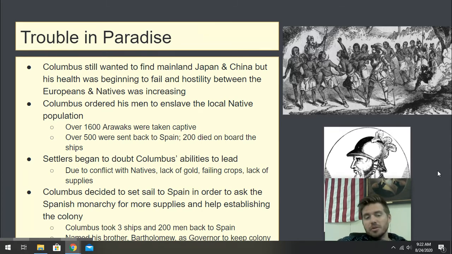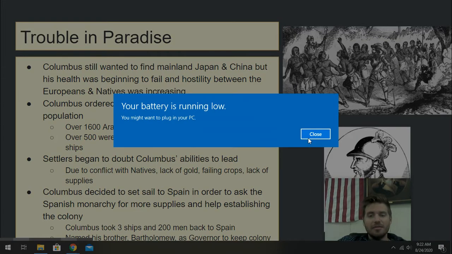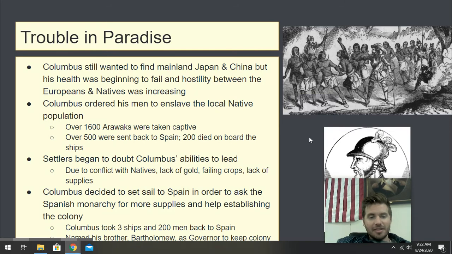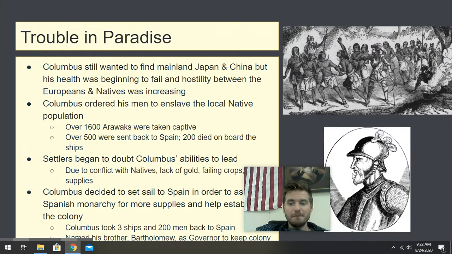And the reason he wants to do that is so he can, again, further establish this colony. Columbus takes 3 ships, takes 200 men, goes back to Spain, and names his brother Bartholomew as governor to keep the colony in order. So there's where we're going to stop today.